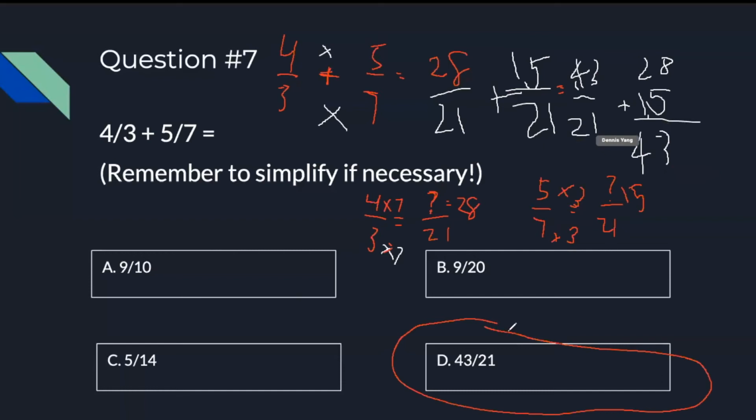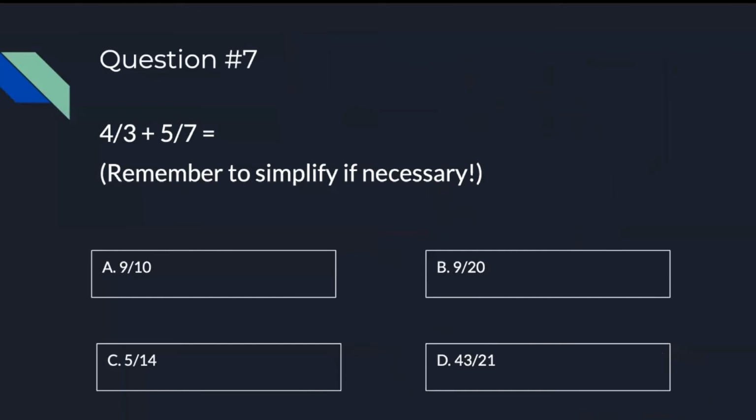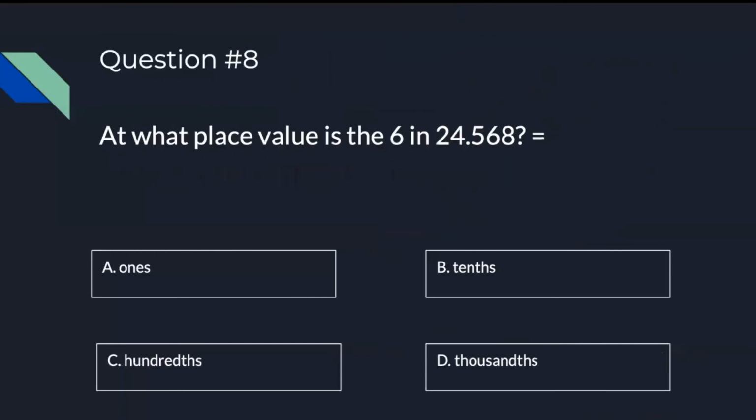But this one's a bit tricky. I think a bunch of you need a bit of review on adding fractions with different denominators, but that's okay. All right. So good job. All right. So question number 8. So we're halfway here, kind of, a bit less than halfway. So get ready. Question number 8 is coming up. Oops, that's question 9. Question 8.